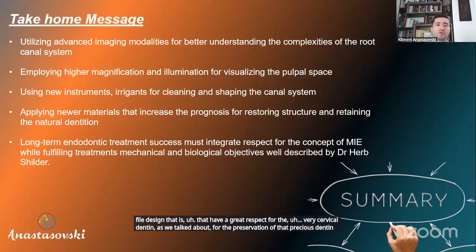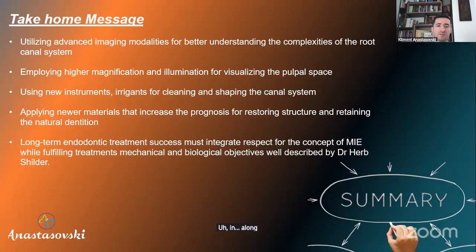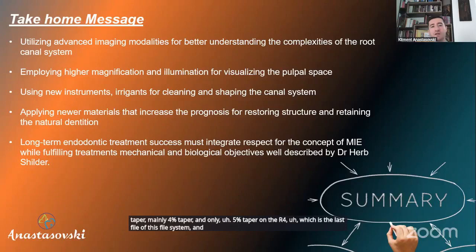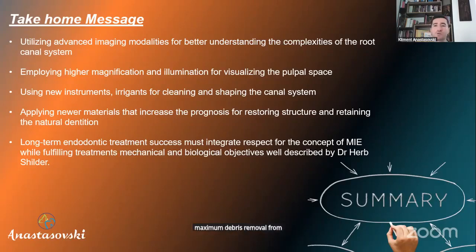It also has various cross-sectional designs. It has 3 different cross-sections along its length, and it has a continuous or fixed taper, mainly 4% taper and only 5% taper on the R4, which is the last file of this file system. And it gives us, as we explained before, extreme cutting efficiency and maximum debris removal from apical to coronal.